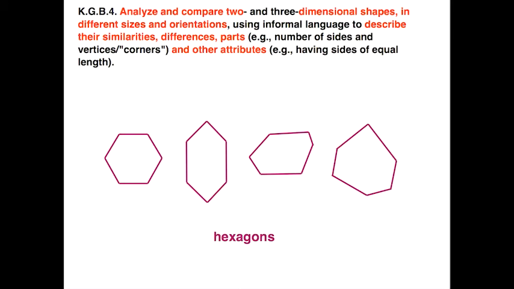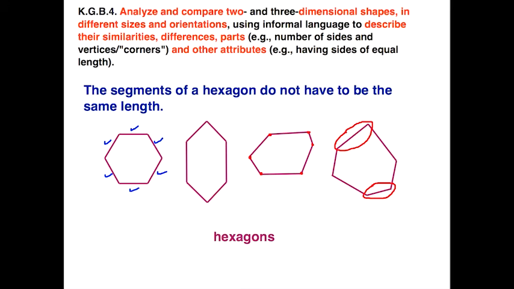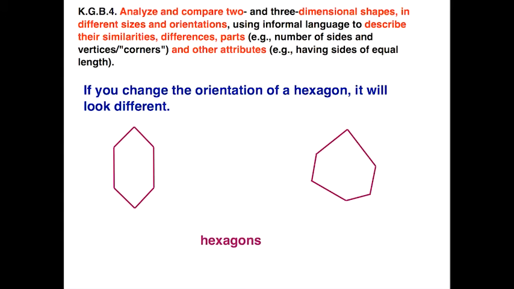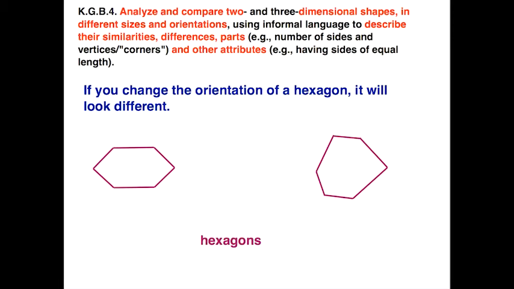The introduction for kindergarten mentions hexagons, so let's look at them very quickly. Students should note that a hexagon has 6 segments. A hexagon has 6 vertices. The segments of a hexagon do not have to be the same length. If you change the orientation of a hexagon, it would look different. If I start off with these 2 hexagons and I rotate them both, the results do not look the same.